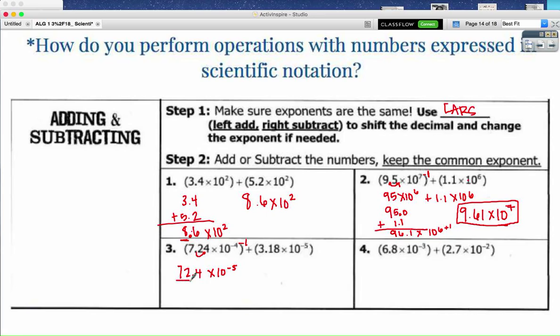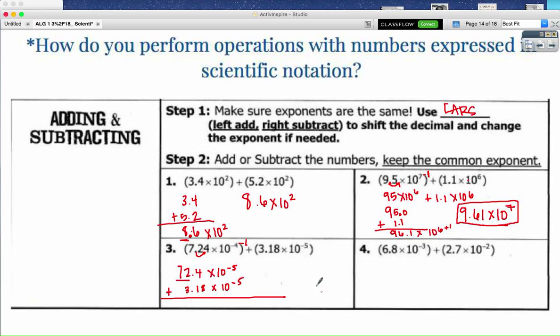And I already see this is causing me to have multiple digits, so if I wanted to change my mind and do them both to be -4s, that's totally fine. You would just have to add 1 to the other one. But since I've already started doing this, we're going to go ahead and finish it. So now I've got matching, and so I'm going to go ahead and add the 3.18 times 10 to the -5th. Make sure my decimals are lined up.